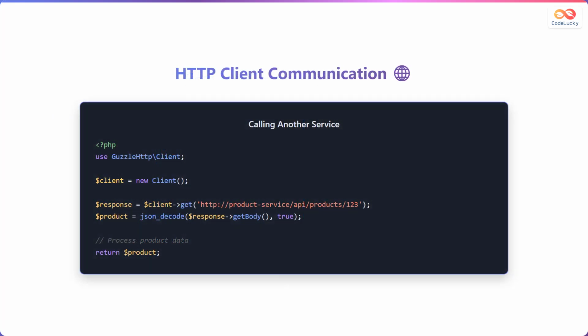Here's an example of how one service can call another, using an HTTP client. The code initializes a Guzzle HTTP client, then makes a GET request to the product service API. It then decodes the JSON response to retrieve product data.